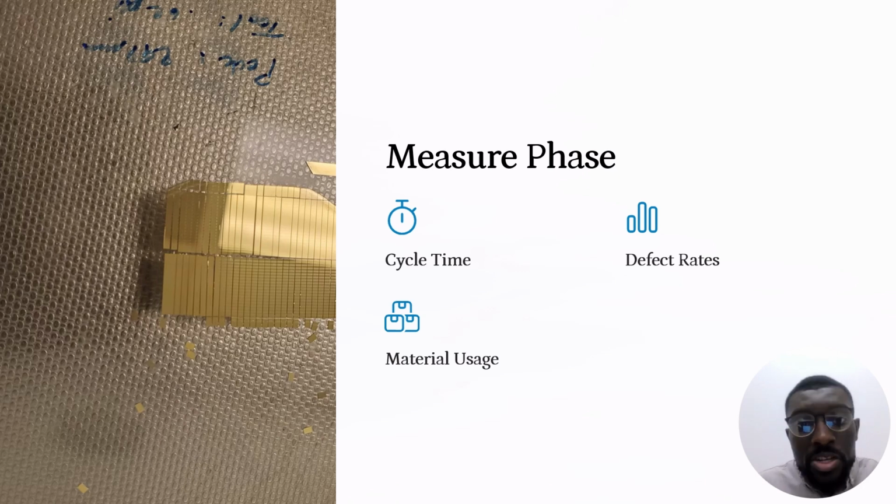So on the measure phase, we look at the cycle time, the defect rate, and the material usage. So on the left-hand side, we were scribing the wafers. As we were scribing, we encountered some defects, but we also used the machine to collect the time, and based on that, we were able to look at the defect rates based on the number of wafers that we used. Basically, if we wasted some material, how much was that?